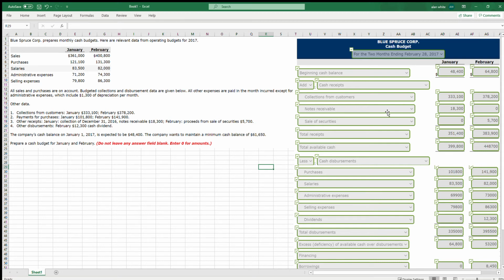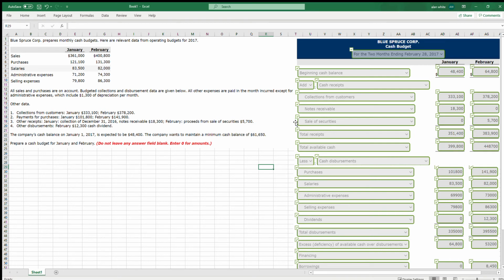For notes receivable, we're looking at $18,300 for January, and again that's listed here under point 3. Notes receivable $18,300, and that's for January. And it doesn't list notes receivable for February, so we're going to leave that empty. Our homework specifically asks us, instead of leaving it empty, to place a 0 for that value. So we went ahead and did that. We put a 0 in here.